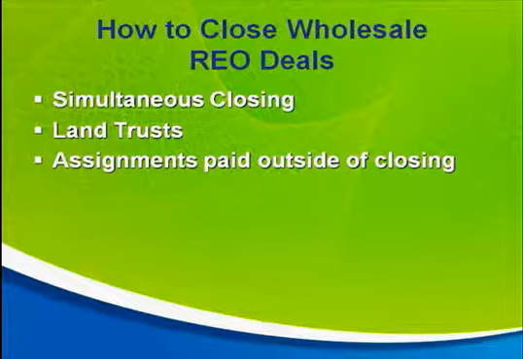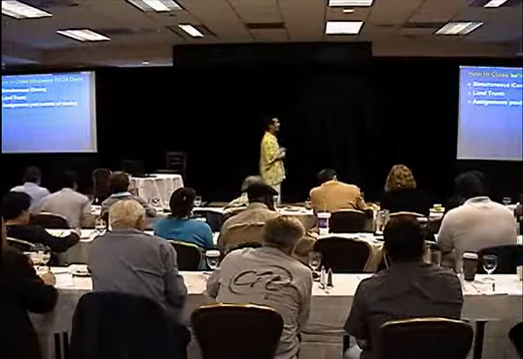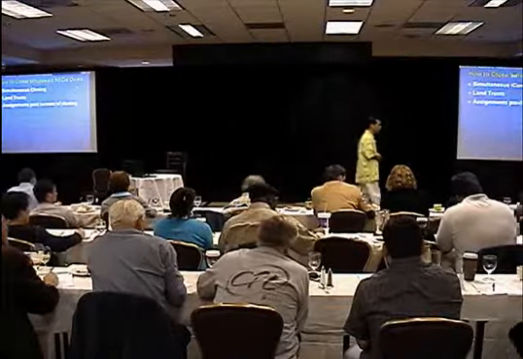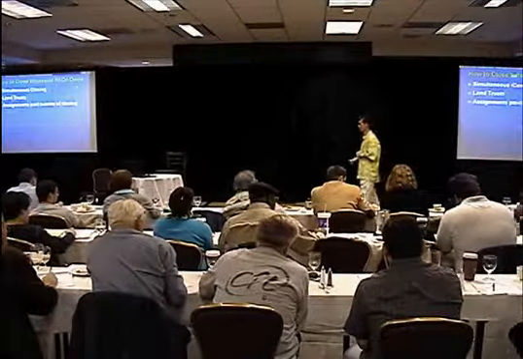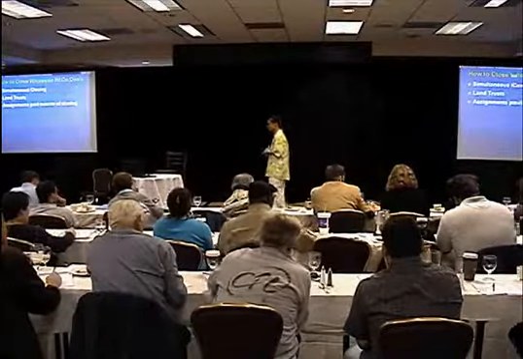All right. How to close these deals? You can't do an assignment, not the normal way we do an assignment where you get paid at closing and the buyer pays you at closing. You can't do that. You're going to have to do a double closing, a simultaneous closing, and you have to use a back-to-back funding lender when you do a simultaneous closing. Okay?